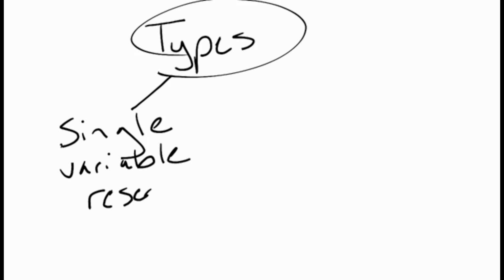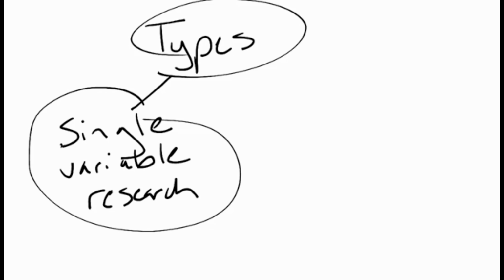When we look at types of non-experimental designs, we have three main types. We have single variable research. Single variable research is a type of non-experimental research where you only look at the effect of one variable.